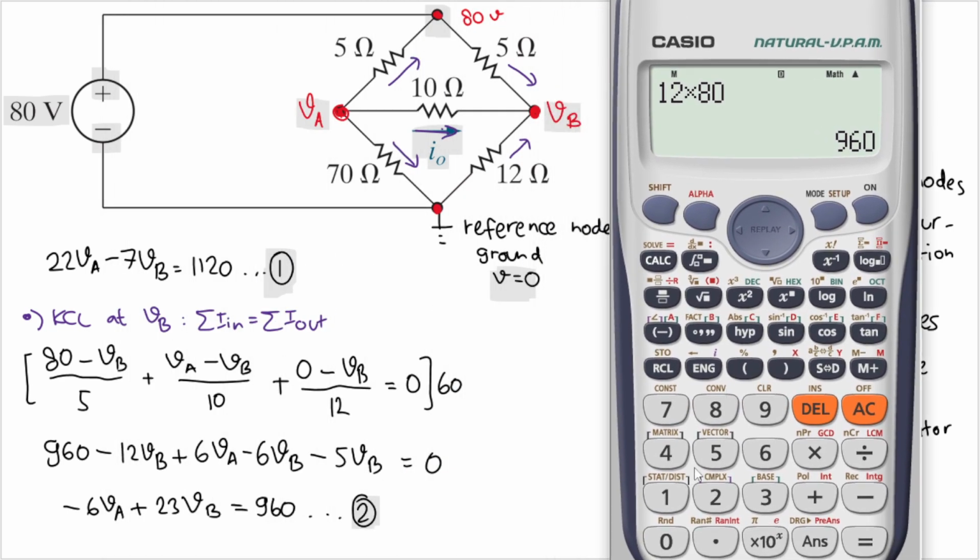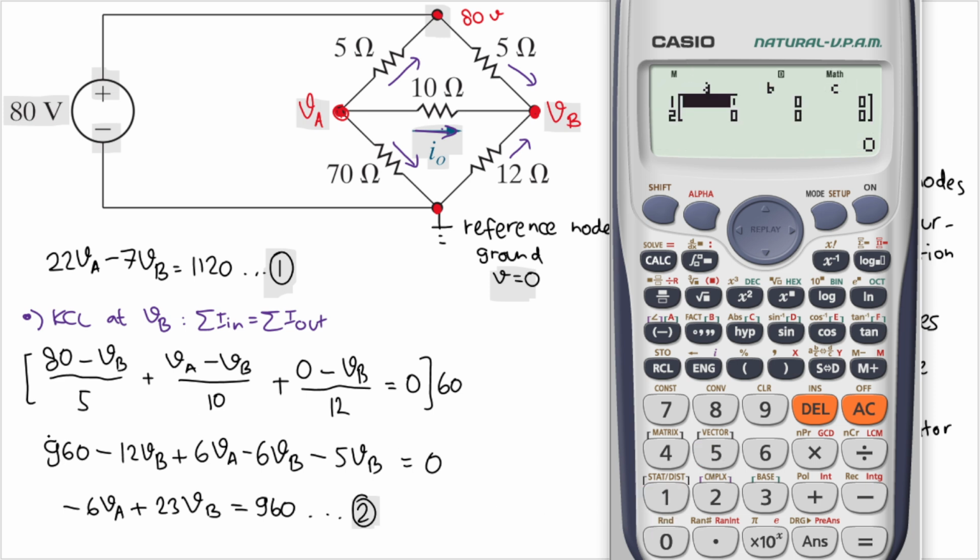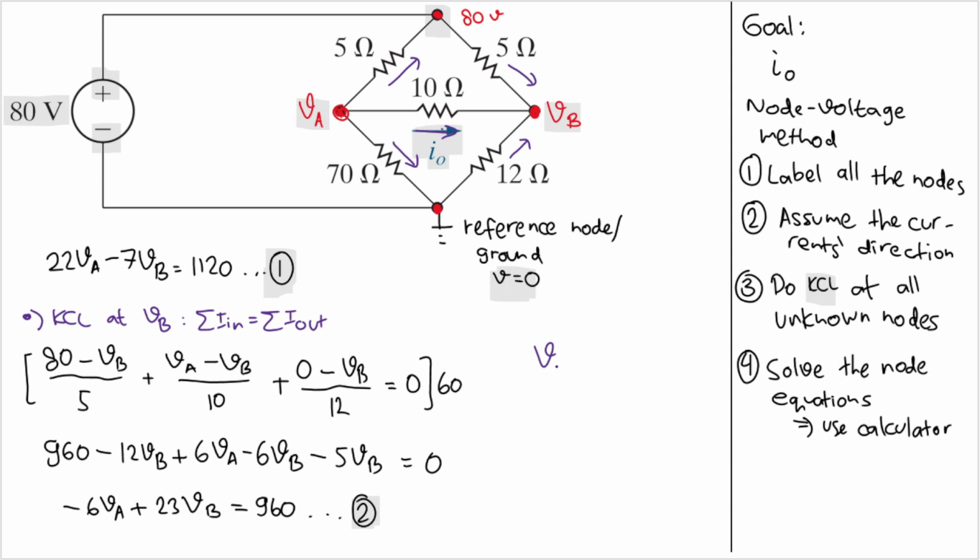Okay, so we will have this calculator. Let's set this up as equation solver, which is number 5. 2 variables is number 1. And now what we can do is just plug in the coefficients. So I will have 22 and then minus 7. Okay, and then the result is 1120. Good. And now the second equation, I will have minus 6, 23, and then we will have 960. Good. So I will have our VA, which is 70 here. Okay, we will have VA is equal to 70. And the unit here will be in volt.